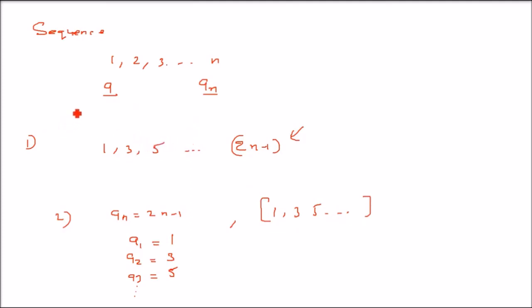Whenever we discuss a sequence, a sequence will become a series. If this is a sequence, as we have already discussed, a1, a2, a3 till an, there can be a finite sequence or an infinite sequence. That is, if we have a limited number of terms it is a finite sequence, and if unlimited, an infinite sequence.